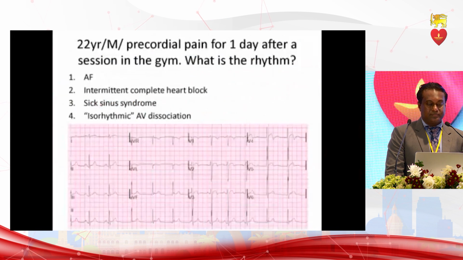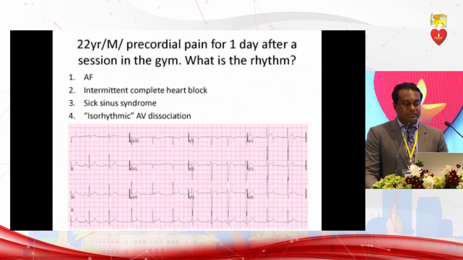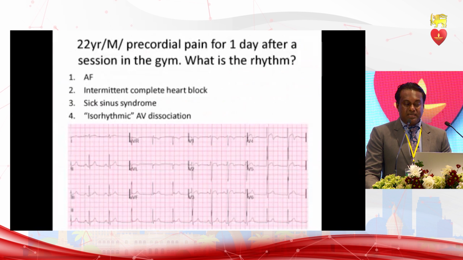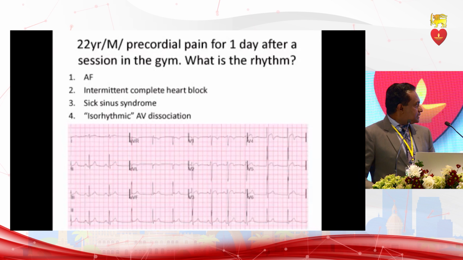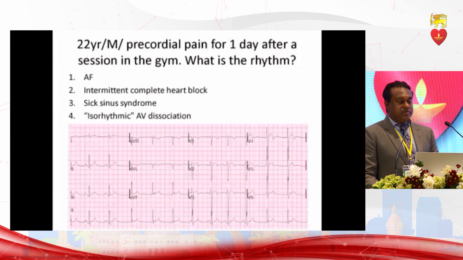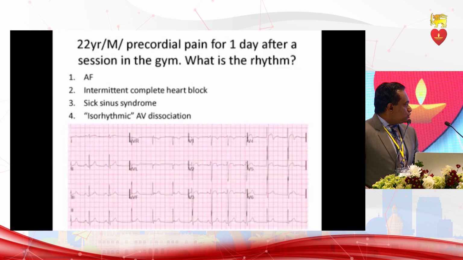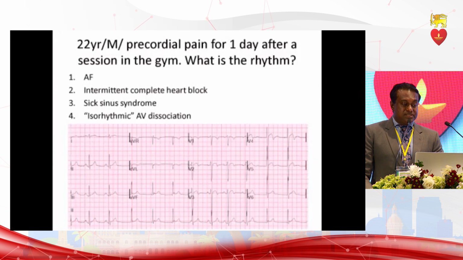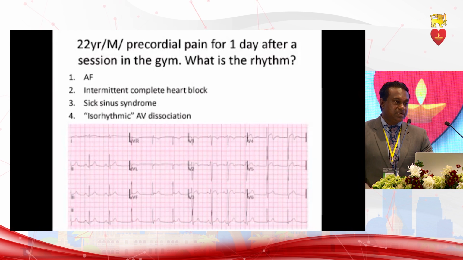Okay. This is a 22-year-old male who came with precordial pain for 1 day after a session in the gym. So what is this rhythm? It's a narrow complex, normal rate. Is it atrial fibrillation? Is it intermittent complete heart block? I want you to mostly concentrate on the rhythm strip. Is it sick sinus syndrome? Or is it what is known as isorhythmic AV dissociation? Big word.